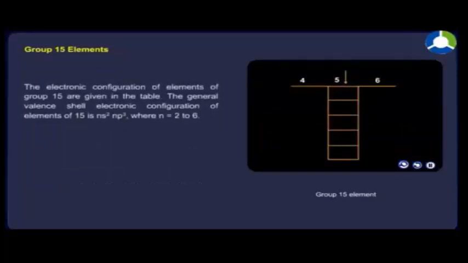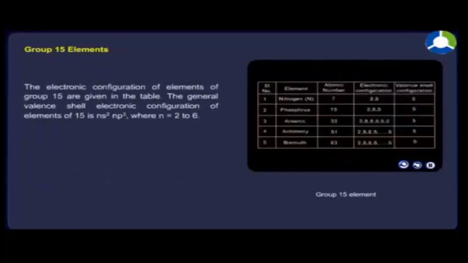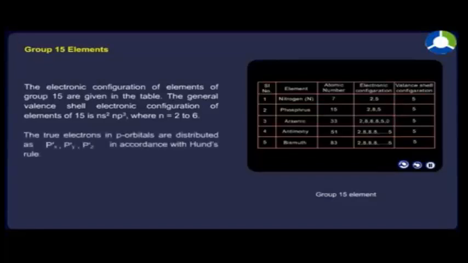The electronic configuration of elements of group 15 are given in the table. The general valence shell electronic configuration of elements of group 15 is ns2np3, where n is equal to 2 to 6. The three electrons in p orbitals are distributed as px1, py1, pz1 in accordance with Hund's rule.